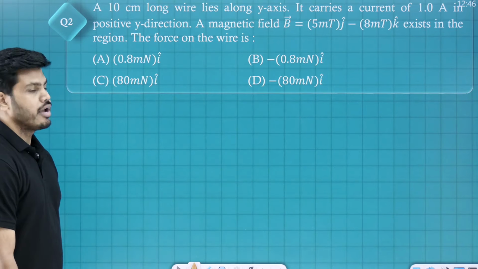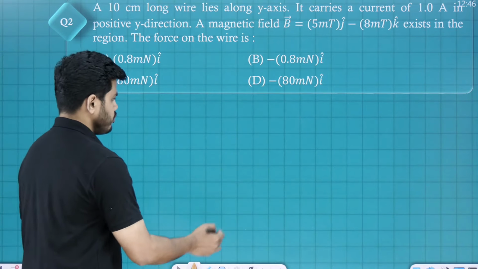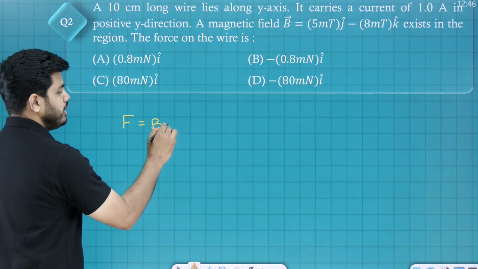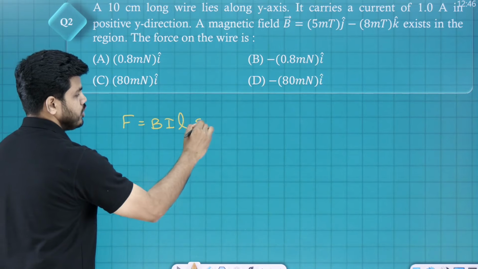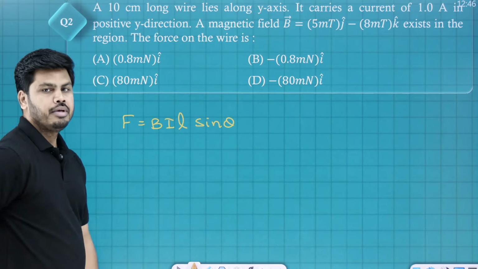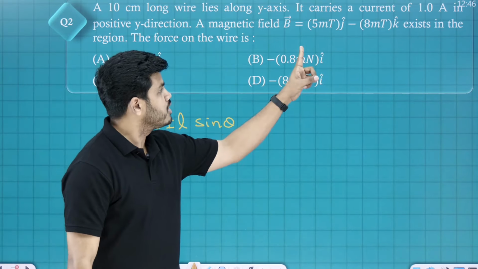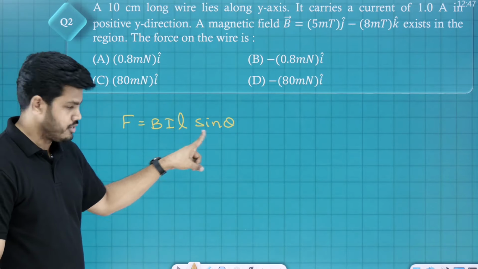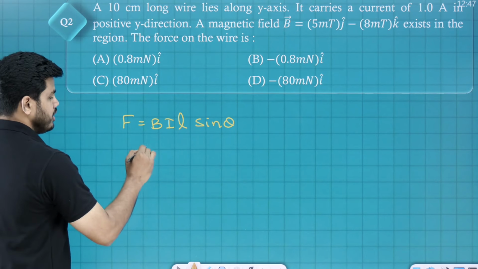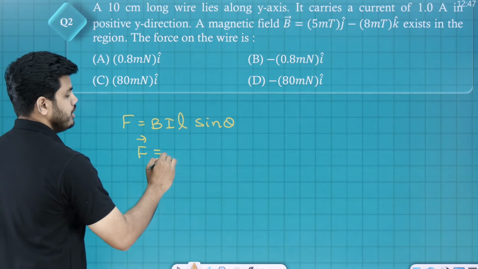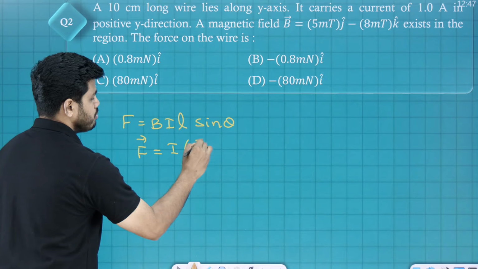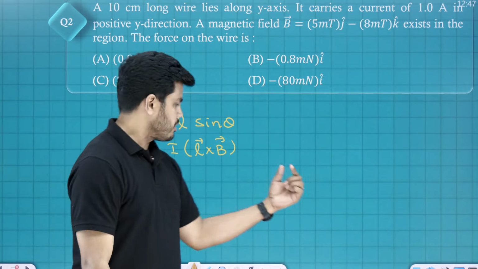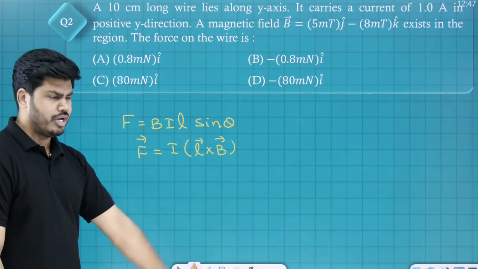The force on the wire: we know the equation for force acting on a current carrying wire, F is equal to B I L sine theta. Look at that, the magnetic field is given in vector form, and the length is the other vector in this expression. So in vector form, this equation can be I into L cross B. That is the equation we know.